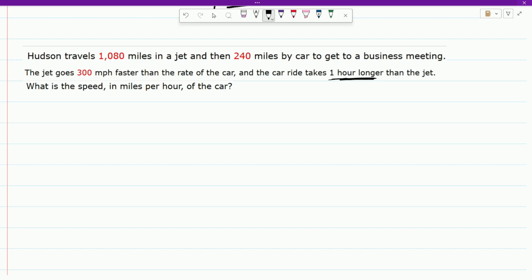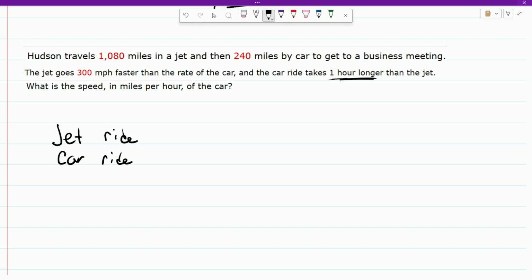Now, notice in this question, it didn't say anything about it taking the same amount of time to get to these places or anything like that. So we need to think about what's happening here. What we definitely know is we have a jet ride and we have a car ride. So Hudson is doing two different things.